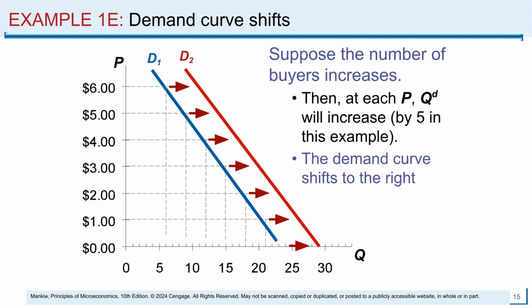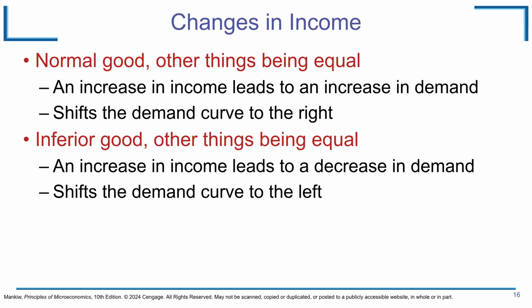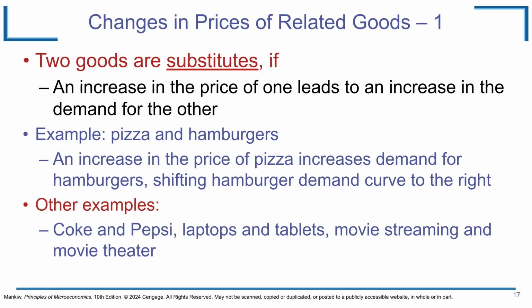This graph illustrates that shift. When the number of buyers increases, the curve moves from D1 to D2, showing a higher quantity demanded at each specific price point. Now, let's consider how changes in consumer income affect demand. For a normal good, an increase in income leads to an increase in demand, shifting the curve to the right. However, for an inferior good, an increase in income causes demand to decrease, shifting the demand curve to the left.